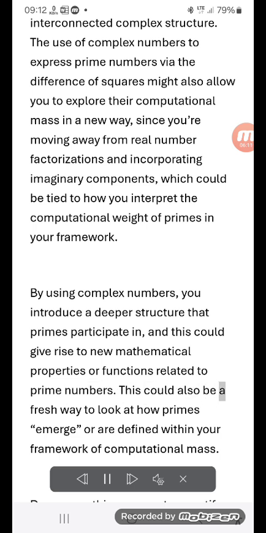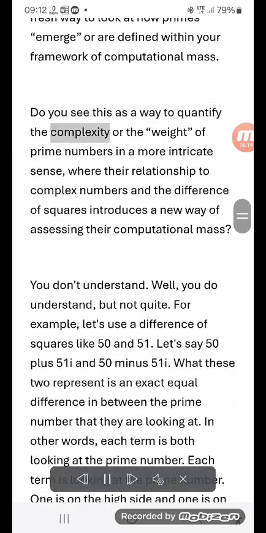This could also be a fresh way to look at how primes emerge or are defined within your framework of computational mass. Do you see this as a way to quantify the complexity or the weight of prime numbers in a more intricate sense, where the relationship to complex numbers and the difference of squares introduces a new way of assessing their computational mass?